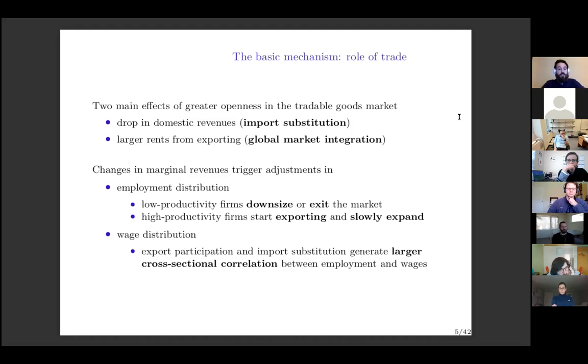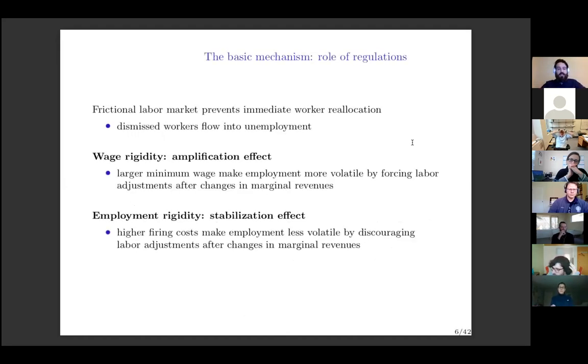At the same time, there will be changes in wages. In particular, those changes in marginal revenues, which increase for exporting firms and decline for domestic non-exporting firms, will generate a larger cross-sectional correlation between wages and employment or productivity of the firm. But of course, those changes won't happen immediately. This is because labor markets are frictional, which will prevent immediate reallocation of workers from domestic non-exporting firms to exporting high productivity firms. And also because it's costly to expand, there will be adjustment costs that will prevent the immediate reaching of the new steady state firm size for those firms.